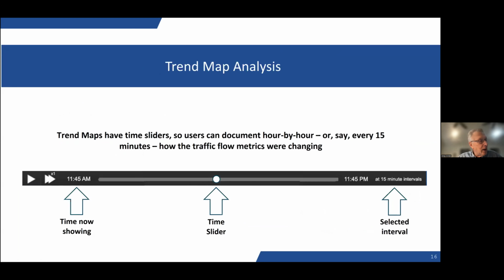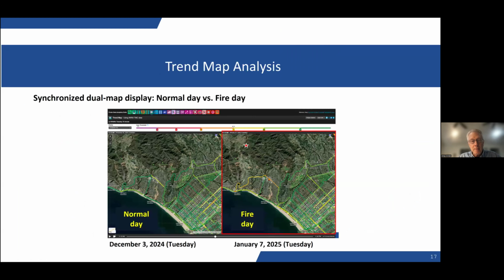The best thing, I think, of the trend map is that I can pick the time I want to look at with the slider across the bottom. I also can do the split screen like Mark was showing, where we put a normal day on the left, which we went back to Tuesday, December 3rd to get ahead of Christmas, and then January 7th. So this is the format.